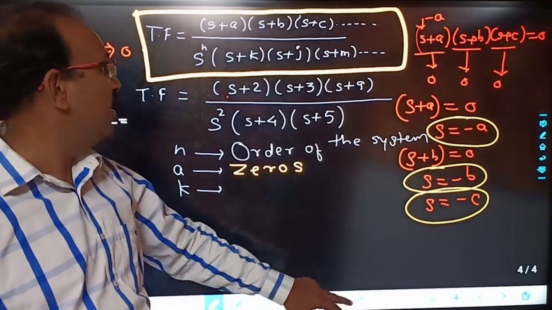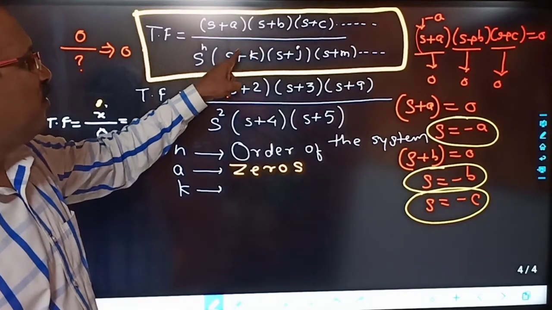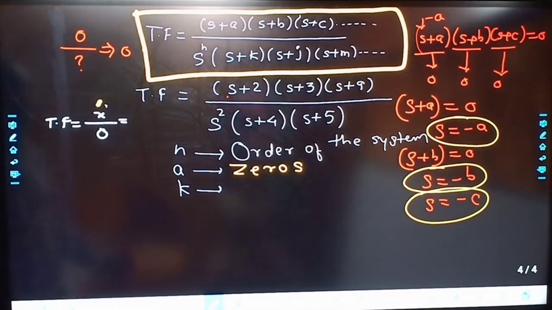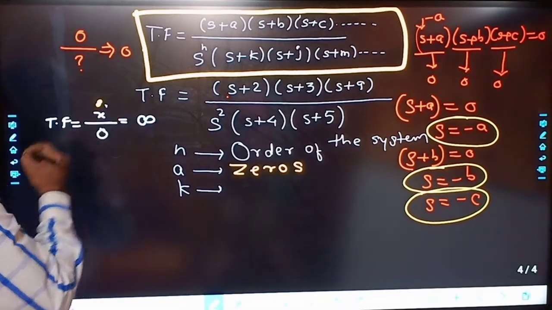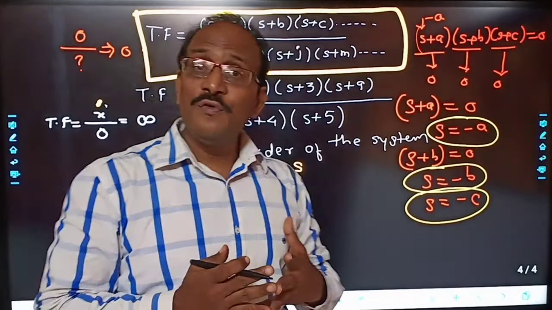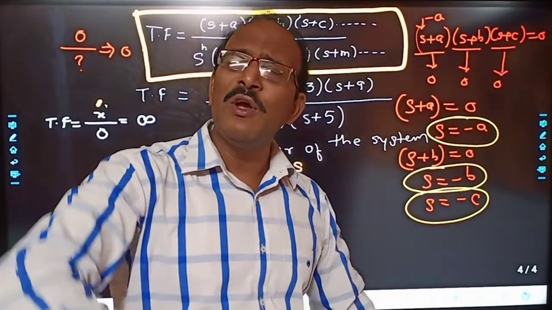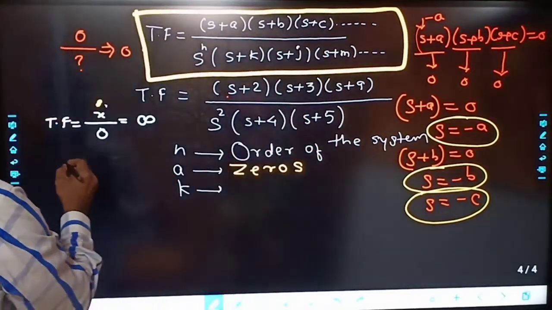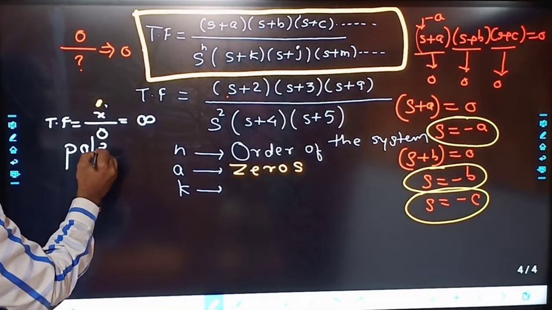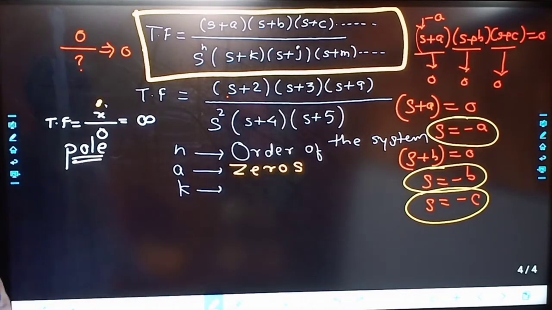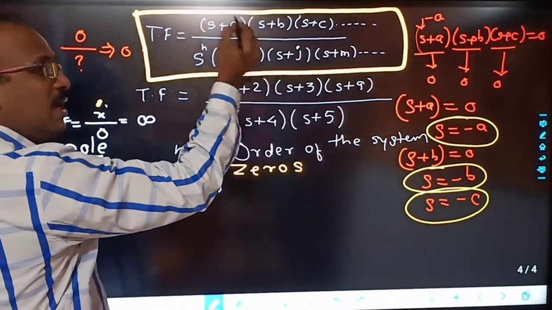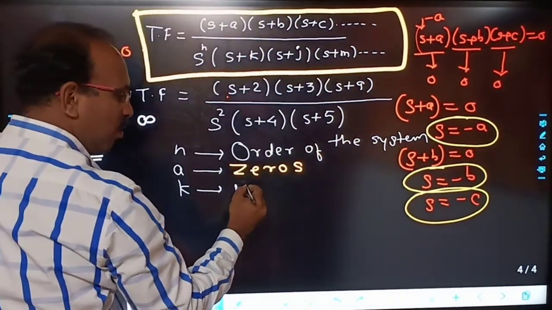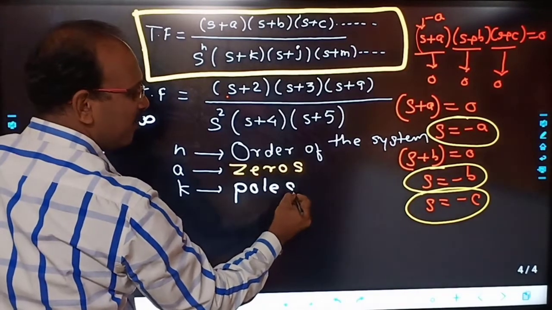If I substitute S equal to minus K, this term becomes 0. 0 into anything becomes 0. So anything divided by 0 is always infinity. So what is the meaning of infinity? The system gain, the transfer function, becomes infinity. Infinity is very high, the extreme end. Extreme end is also called pole of the system. So the value of S that makes the system value infinity is called poles of the system.